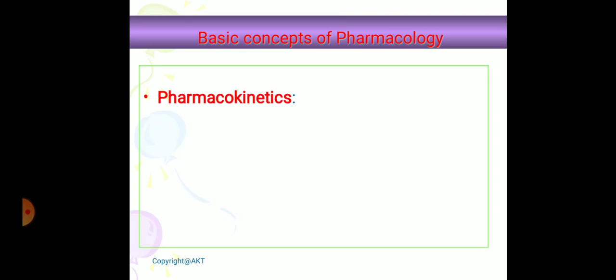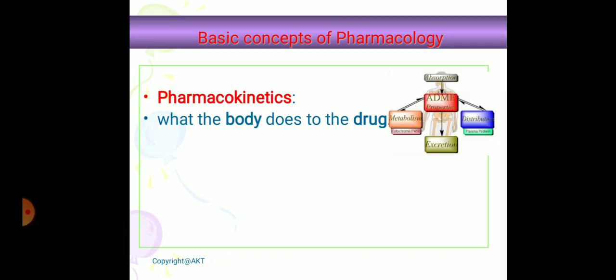So pharmacokinetics is the movements of the drug. Where the drug moves through the body, and how the drug moves through the body, that is done by the body. So the definition becomes what the body does to the drug. In the figure you can see ADME, that is absorption, distribution, metabolism and excretion.